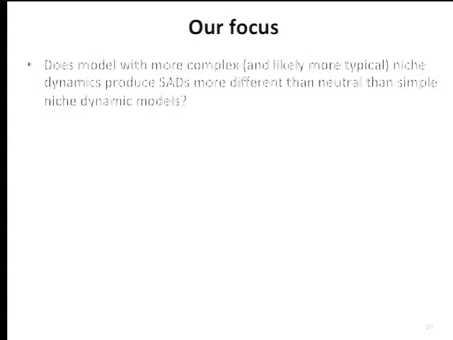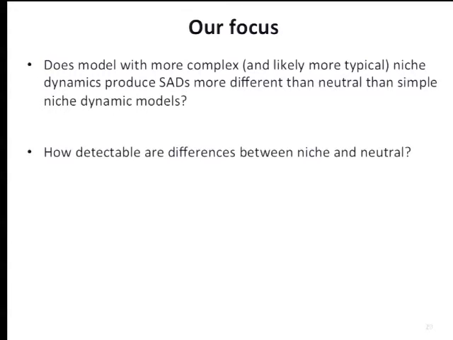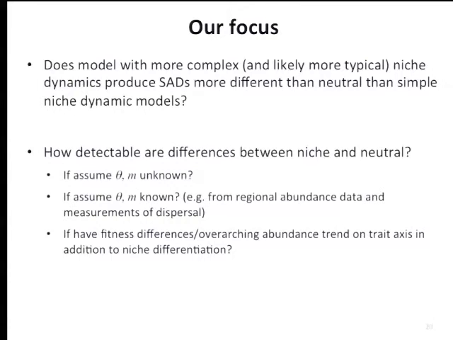So what has our focus been here? First, we wanted to ask, does a model with more complex and, we think, more typical niche dynamics produce SADs that are more different from neutral than these simple models I just mentioned? And also, how detectable are those differences between niche and neutral? If we imagine a data set like BCI, will we actually be able to detect those differences or not? We thought about both cases where we don't know theta and m as well as where we know them, and also thought about how fitness differences or an overarching abundance trend on a niche axis would influence the detectability. And we're also interested in what patterning along the trade axis is expected. This last question is something which really is still a work in progress.